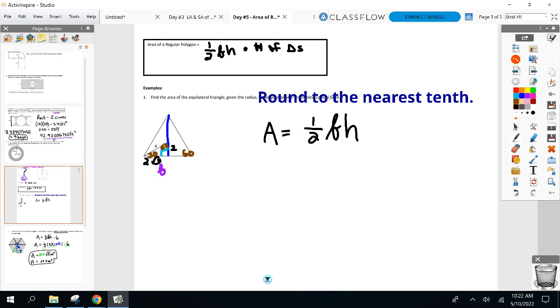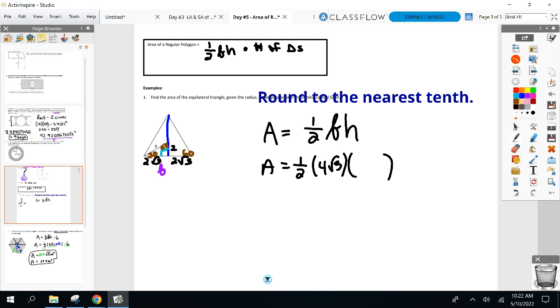Think you guys know how to do the base? 2 radical 3 on this side. What's over here? 2 radical 3. Can you add those up? 2 radical 3 plus 2 radical 3. What do you have? Okay, so you got the base for me.